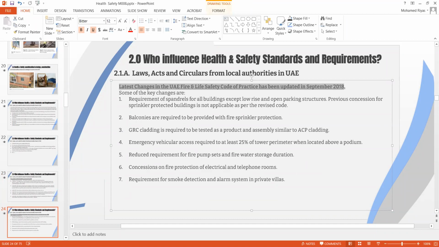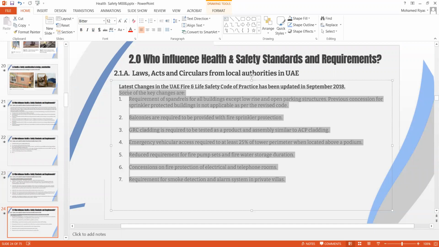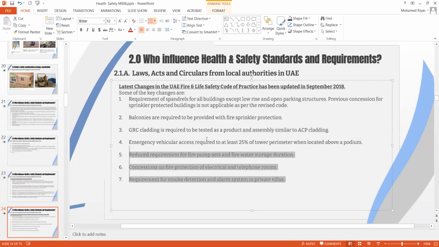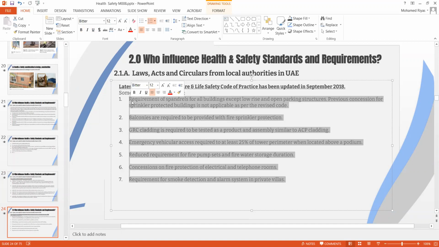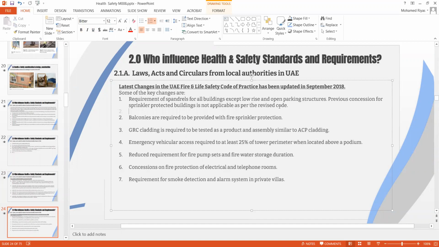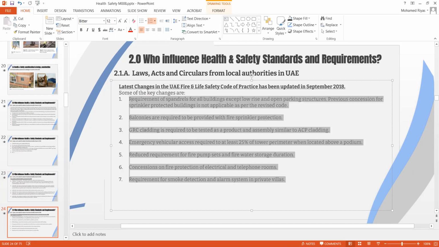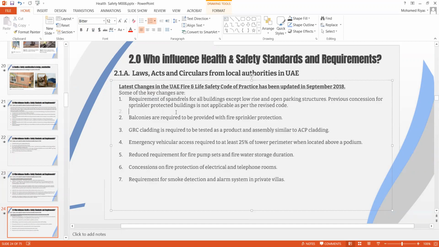And there is one more, specifically the Fire and Life Safety Code of Practice. There were a few key changes following, if you remember, the Address Hotel close to Dubai Mall, which had a fire on New Year 2018. Following that, a few pieces of legislation have been updated, including the circulars. Time to time they have updated and issued.